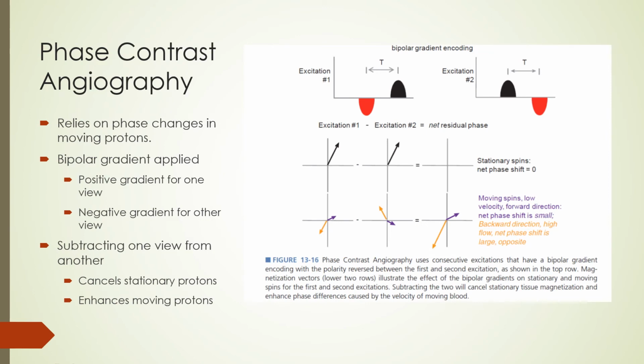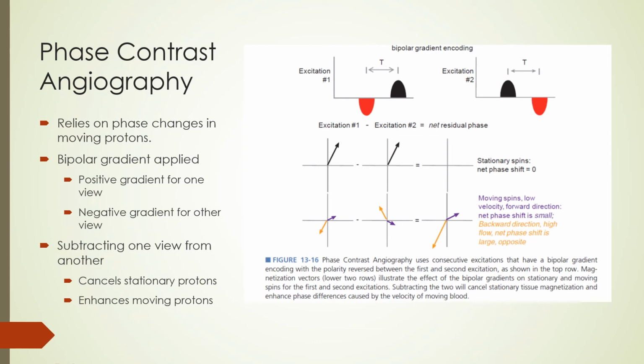Phase contrast imaging relies on the phase change that occurs in moving protons such as blood. Phase changes are induced by applying a bipolar gradient similar to what was done in the phase encoding gradient steps we learned about last week. A positive gradient is applied to one view of moving protons and a negative gradient applied to the other view. Moving protons receive a positive phase or negative phase change while stationary protons are unaffected.